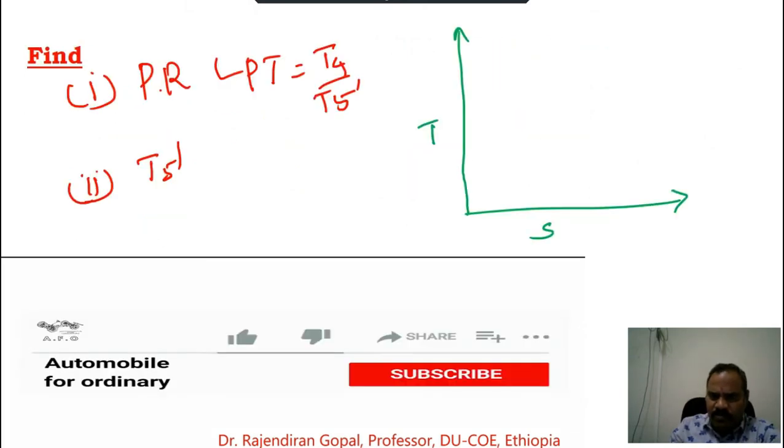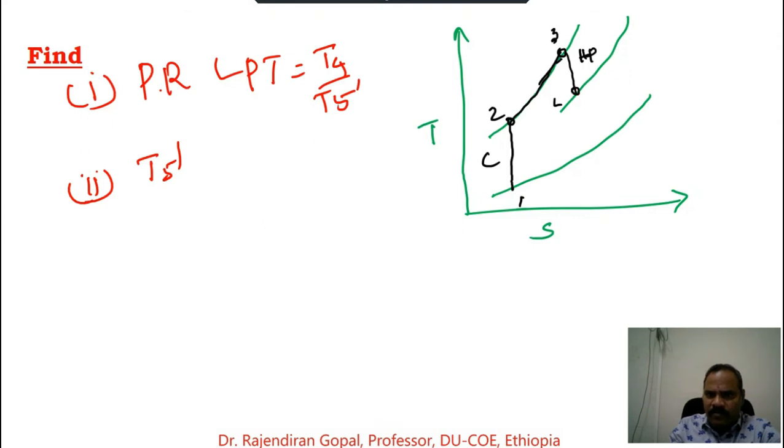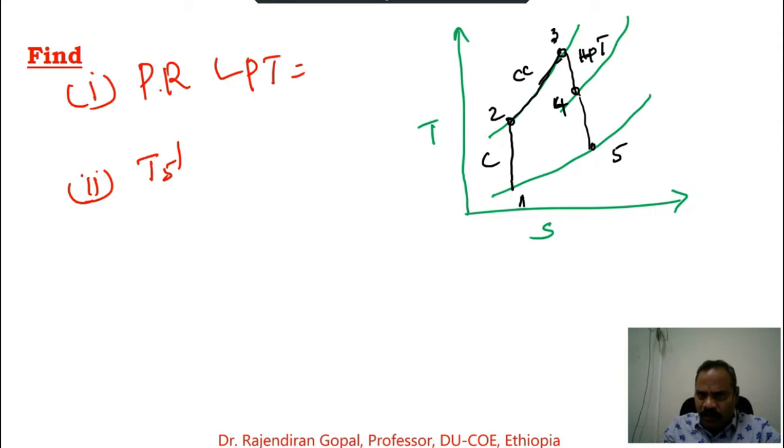From the temperature entropy diagram, 3 pressure levels are there. Isentropic compression from 1 to 2. Then in the combustion chamber 2 to 3. High pressure turbine 3 to 4. Then the low pressure turbine 4 to 5. We know that this is the inlet temperature to the compressor and the compressor exit is state point 2. Combustion takes place in the combustion chamber from 2 to 3. Then high pressure turbine 3 to 4. Low pressure turbine 4 to 5.